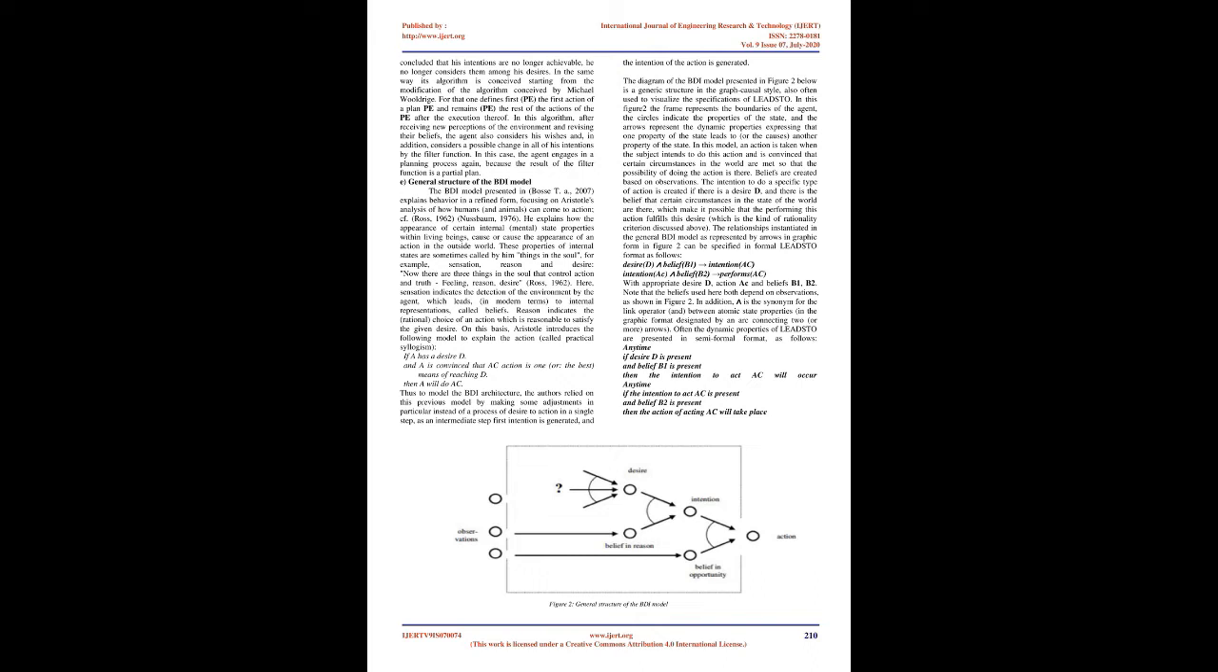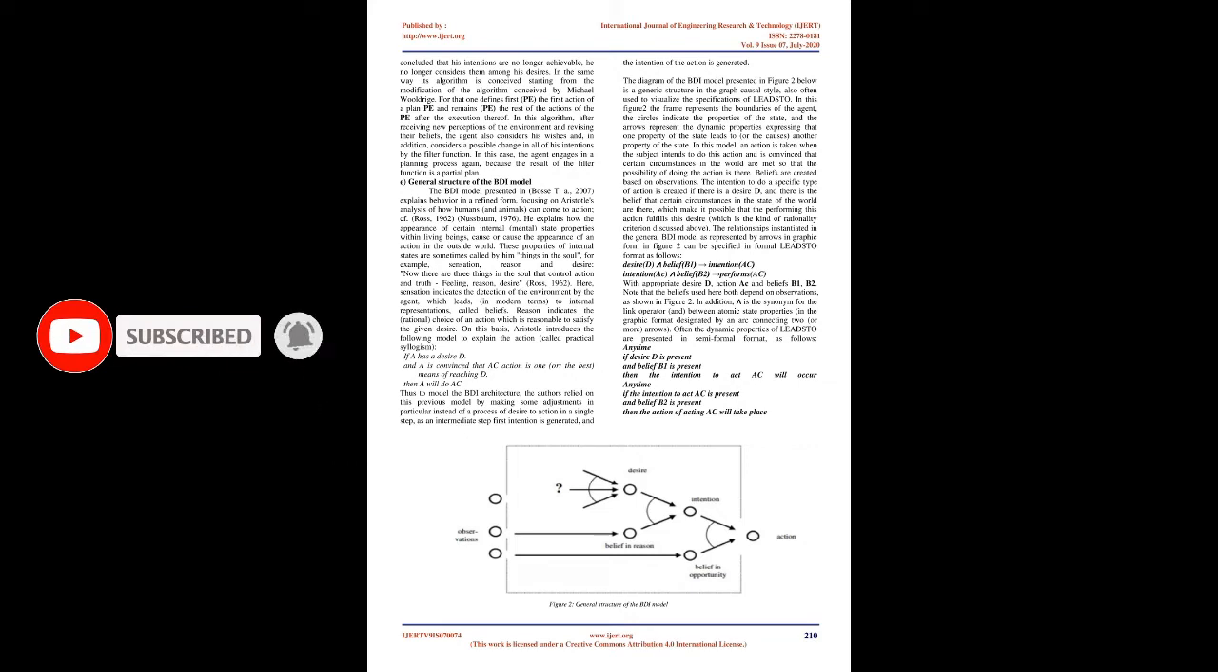D. Strategies of open commitment to control BDI agents. The open commitment strategy is one of three main BDI agent control strategies. An agent with an open commitment strategy maintains his intentions as long as those intentions are also his desires. It also implies that once the agent has concluded that his intentions are no longer achievable, he no longer considers them among his desires. Its algorithm is conceived starting from the modification of the algorithm conceived by Michael Wooldridge. For that, one defines first, the first action of a plan P and the remainder of the actions of P after the execution thereof.